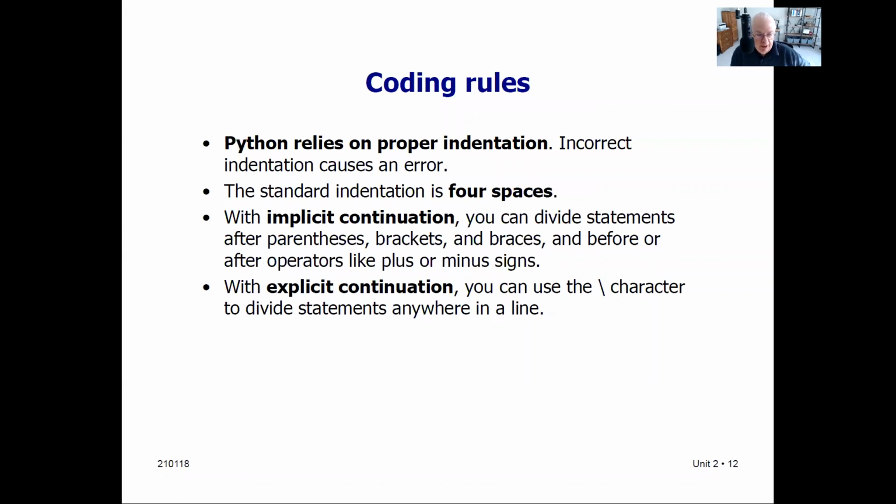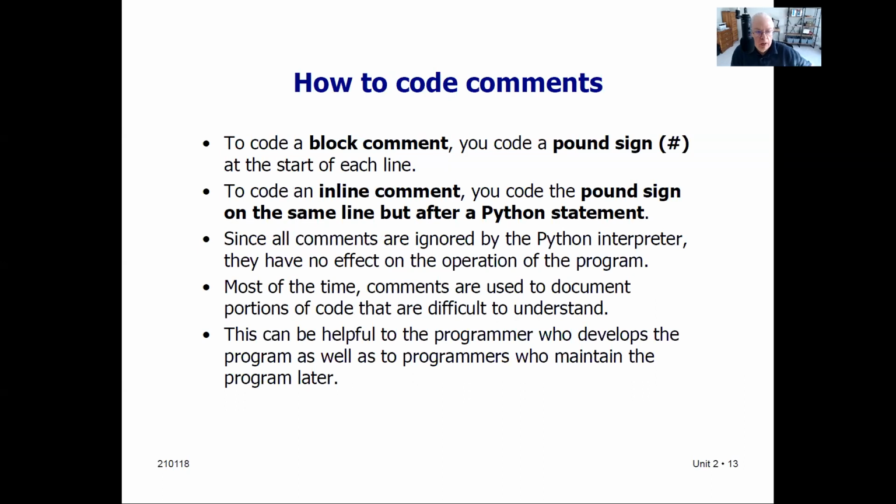So at the end of the day, our coding rules are: Python relies on proper indentation. You need to use about 4 spaces. And we have to use implicit or explicit continuation when we truncate, which is the correct word, our lines of code. We break those long lines into shorter lines so we can see them on the screen when we're in our interactive shell. So we should be using implicit continuation.